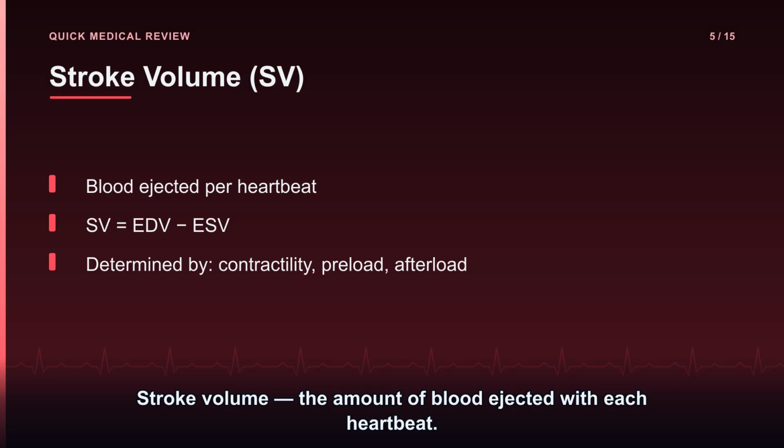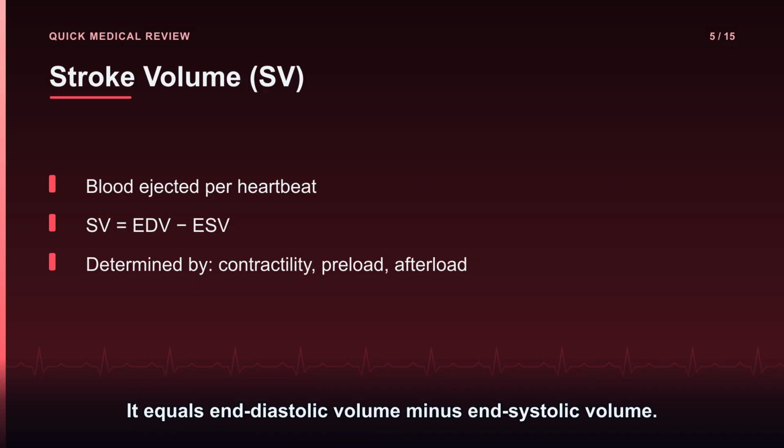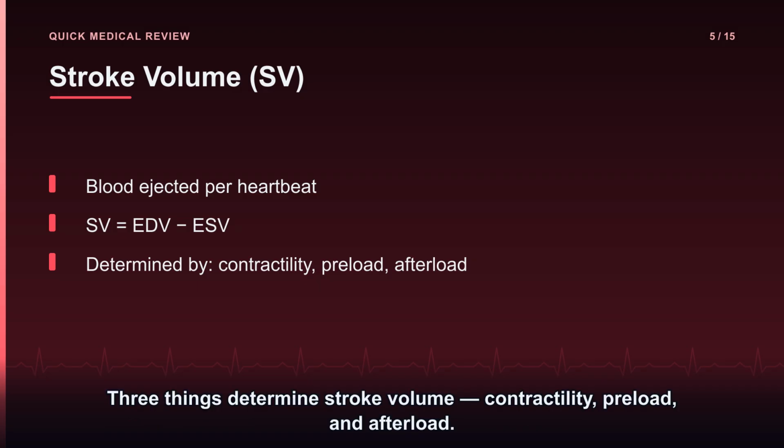Stroke volume, the amount of blood ejected with each heartbeat. It equals end diastolic volume minus end systolic volume. Three things determine stroke volume: contractility, preload, and afterload.